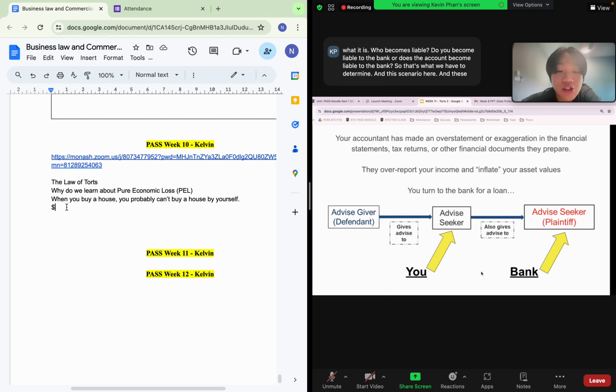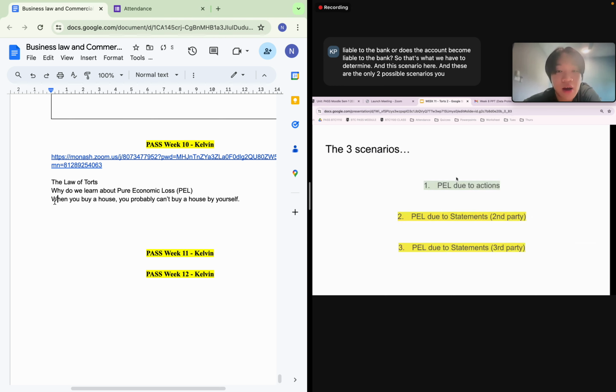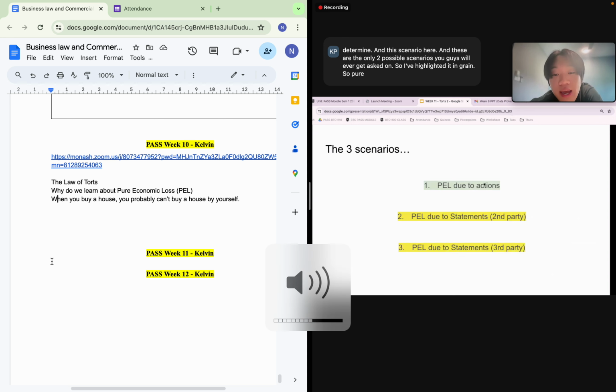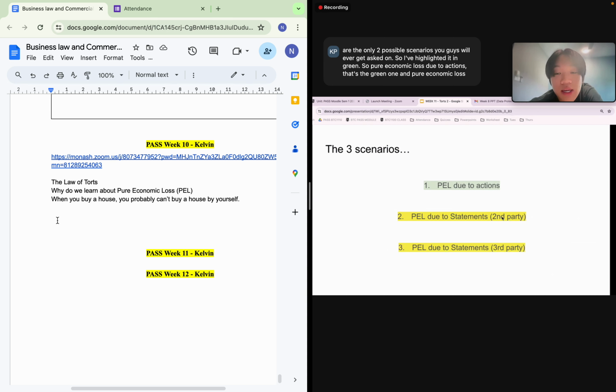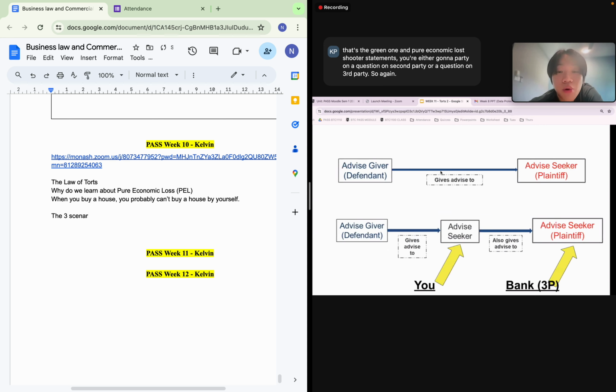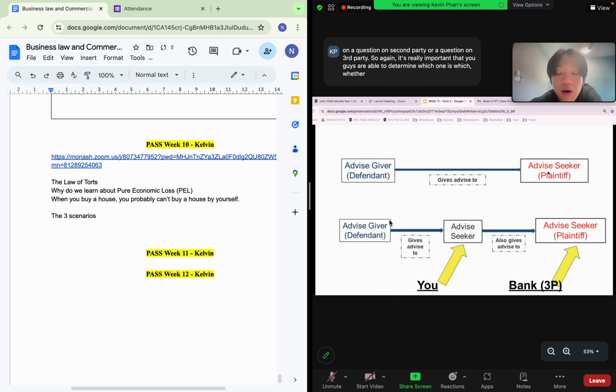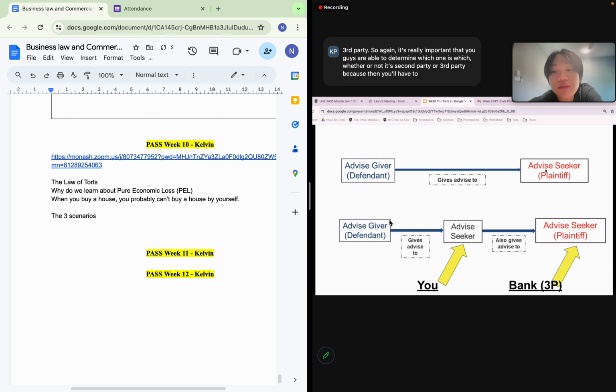And these are the only two possible scenarios you will ever get asked on. So I've highlighted it in green. So pure economic loss due to actions, that's the green one, and pure economic loss due to statements. You'll either get a question on second party or a question on third party. So again, it's really important that you are able to determine which one is which, whether it's second party or third party, because then you'll have to apply different types of tests in order to determine which one.